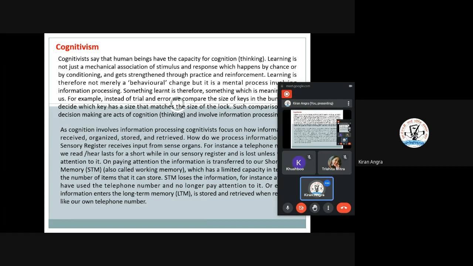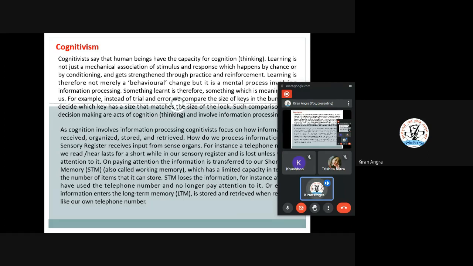I hope you understand the behaviorists just talk of practice, trial and error, reinforcement. They say these may be important, but it is not only a mechanical system; basically it is a mental process involving information processing. Something learnt is therefore something which is meaningful to us.